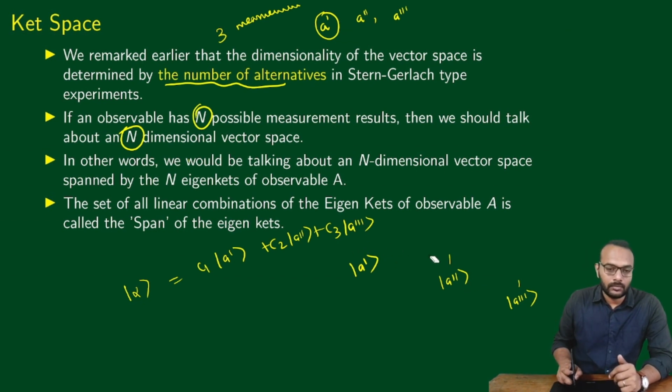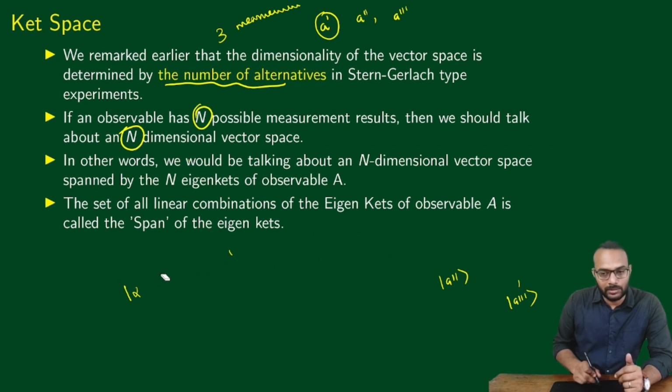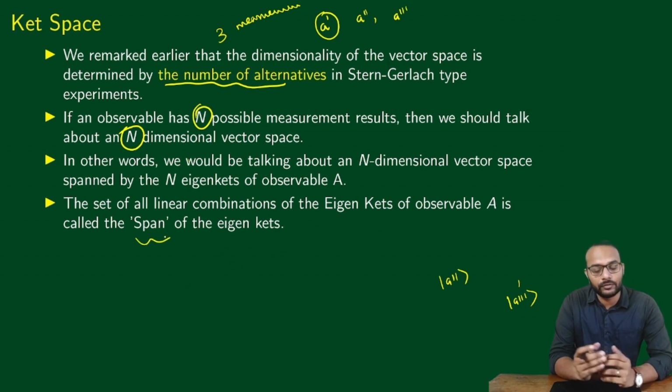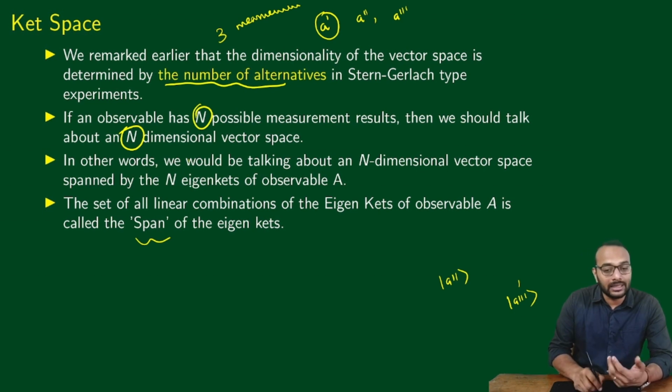The set of all linear combinations of the eigenkets of observable A is called the span of the eigenkets. The set of all linear combinations of the eigenkets of a particular observable is called the span of the eigenkets. That's just a technical term we'll be using later on.